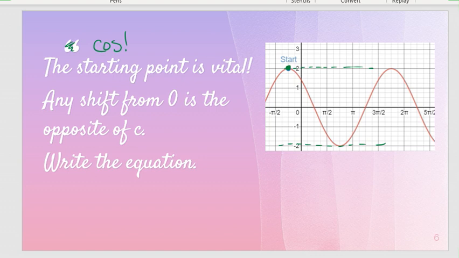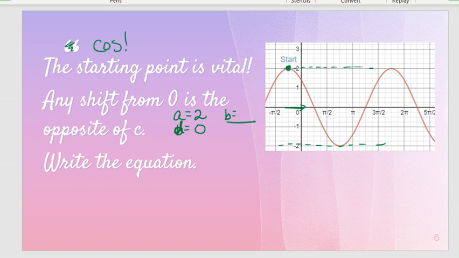Cosine is where it's starting, and then let's go ahead and follow the same path that we were doing. The midline is going to be at 0 because it's 2 up, 2 down. So that means our A is equal to 2, our D is 0. B is not 0. How long does it take to finish it to find our B? Let's go in and find our B.